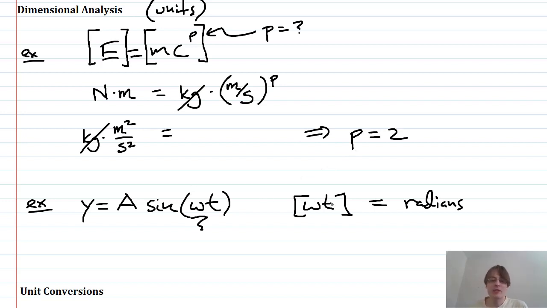Now, let's break down the left-hand side. I have the units of omega multiplied by the units of time, which that's in seconds. It tells me that omega, whatever it is, whatever exactly it represents, the units of omega must be just exactly radians per second. Radians per second.